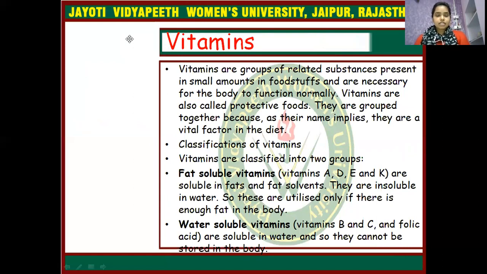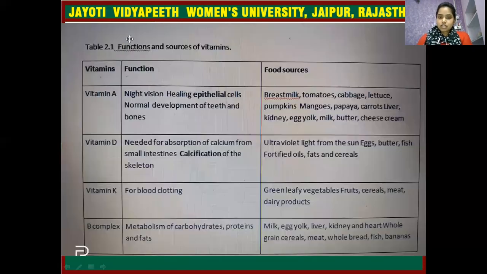And now come to the vitamins. Vitamins are a group of related substances present in small amounts in foodstuffs and are necessary for the body to function normally. Vitamins are also called protective foods. They are grouped together because, as their name implies, they are a vital factor in a diet. Vitamins are classified into two groups, fat soluble and water soluble. The fat soluble ones are A, D, E, K, and the water soluble are vitamin B, C, and folic acid. Water soluble vitamins cannot be stored in the body.